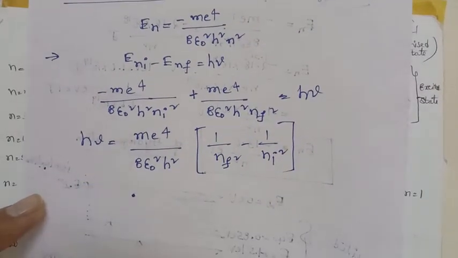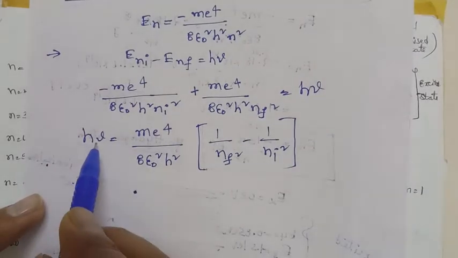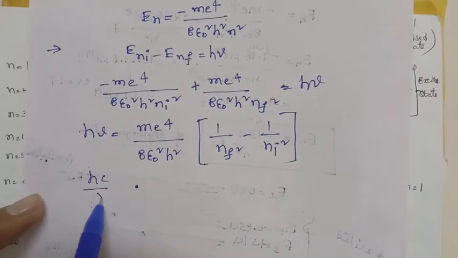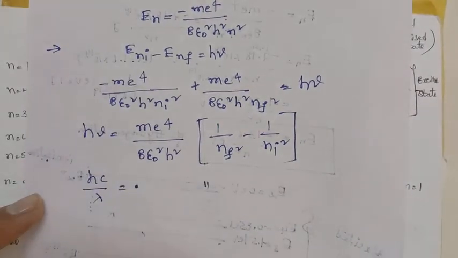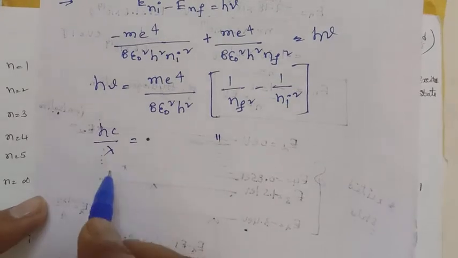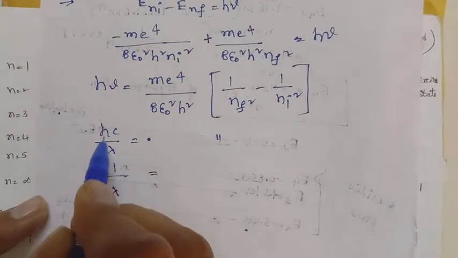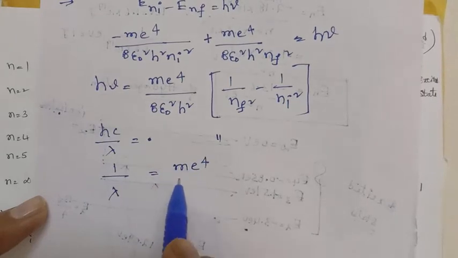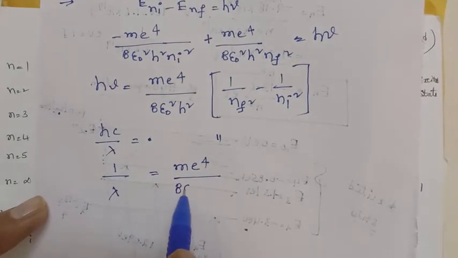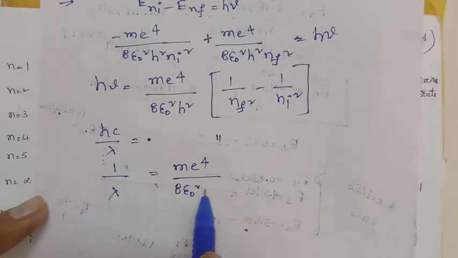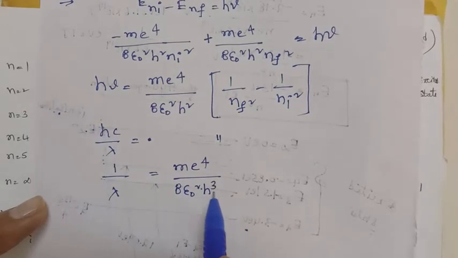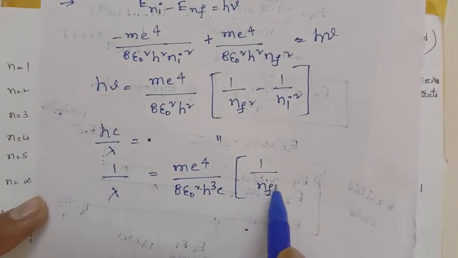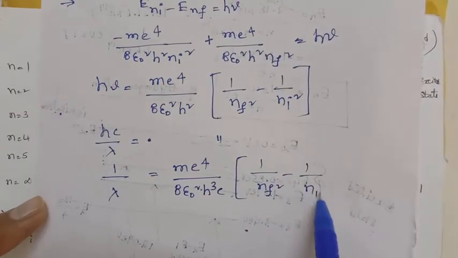In that, h nu is equal to h c by lambda. So then h c by lambda is equal to the same value. Then 1 by lambda is equal to, taking h to the other side, it will be divided: m e to the power 4 upon 8 epsilon naught square h square into h cube into c, times 1 by nf square minus 1 by ni square.